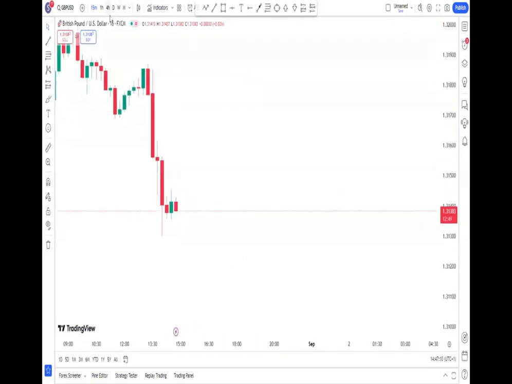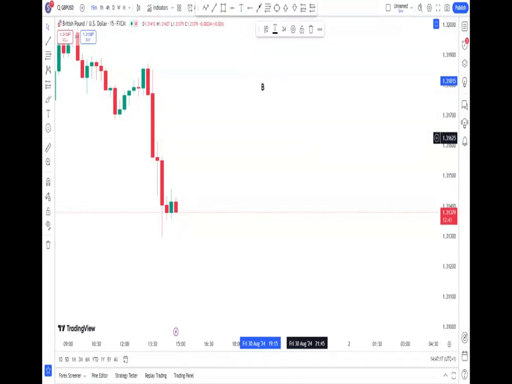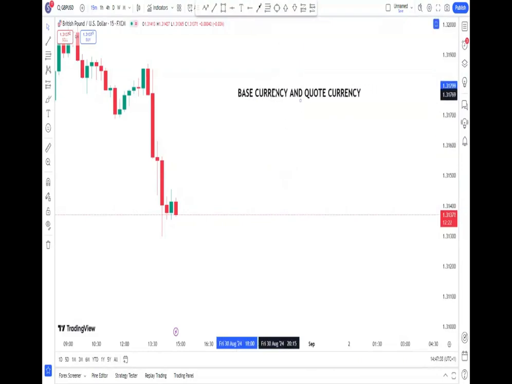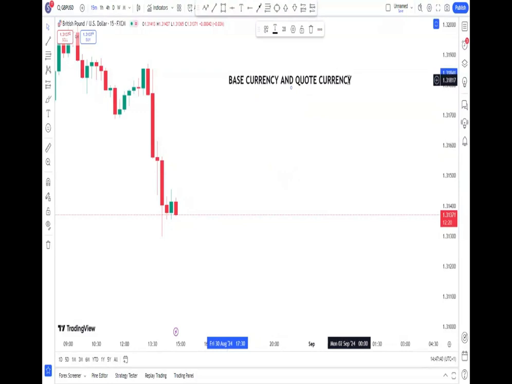So let me put down one or two things for you. We are going to talk about the base currency and the quote currency. And what do I mean by base currency and quote currency? Let me increase the font size so that you can see it clearly.